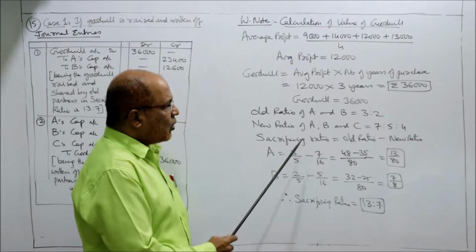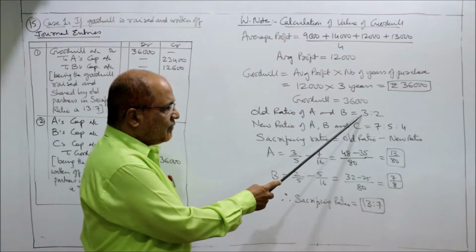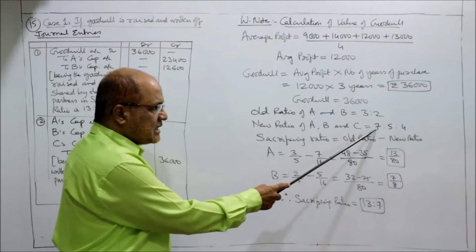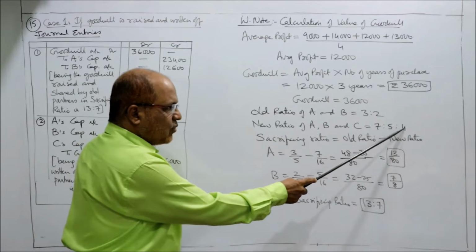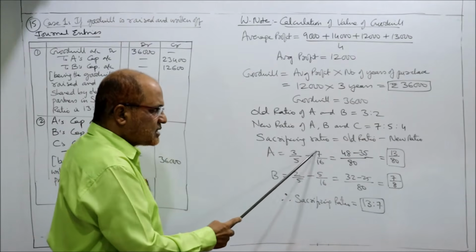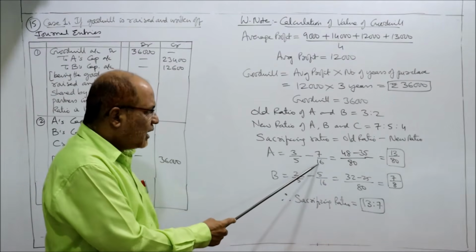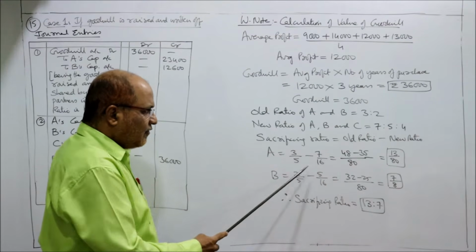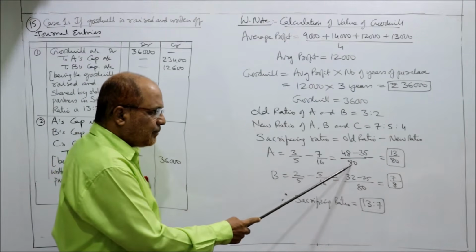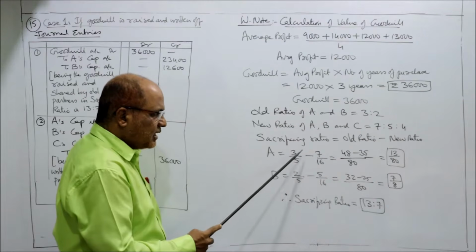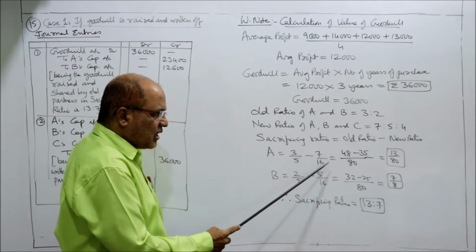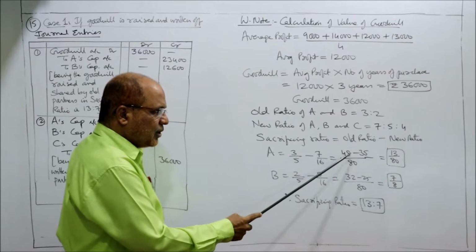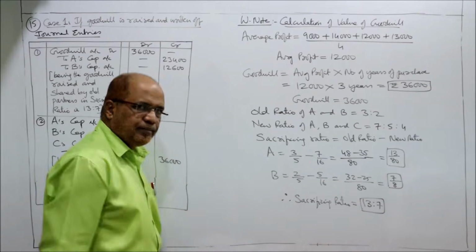So what is the old ratio of A? 3/5. 3/5 is the old ratio. New ratio is 7/16. 7 plus 5 plus 4, 16. So 7/16 is the new ratio. Now 5 into 16 you'll get 80. LCM 80. 5 how many times goes into 80? 16 times. So 16 into 3, 48. 16 how many times goes into 80? 5 times. 5 into 7, 35. So 48 minus 35, 13/80.